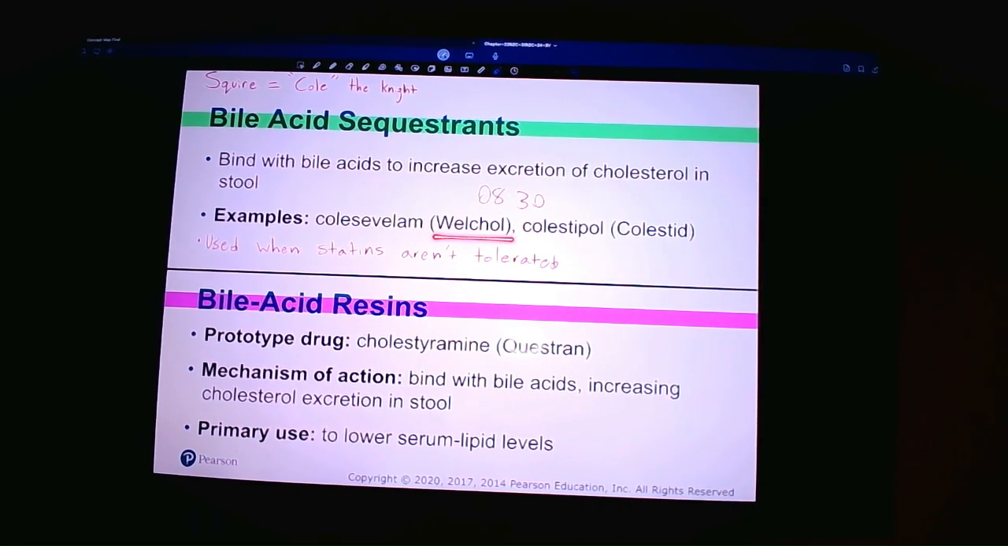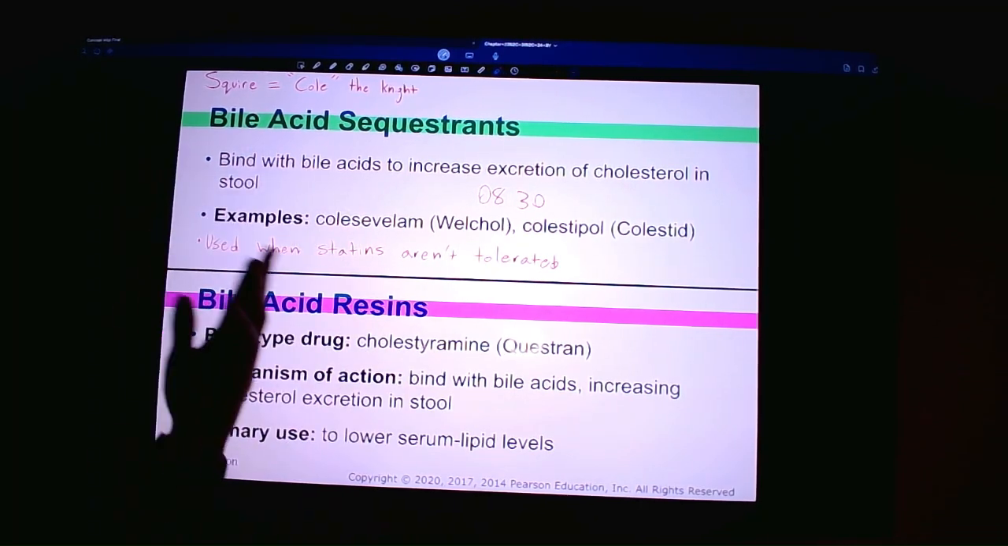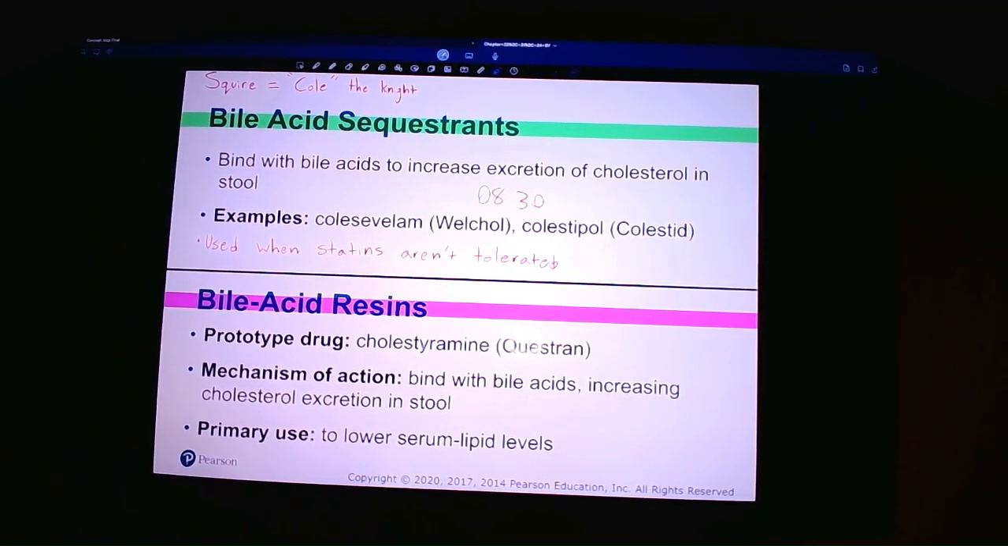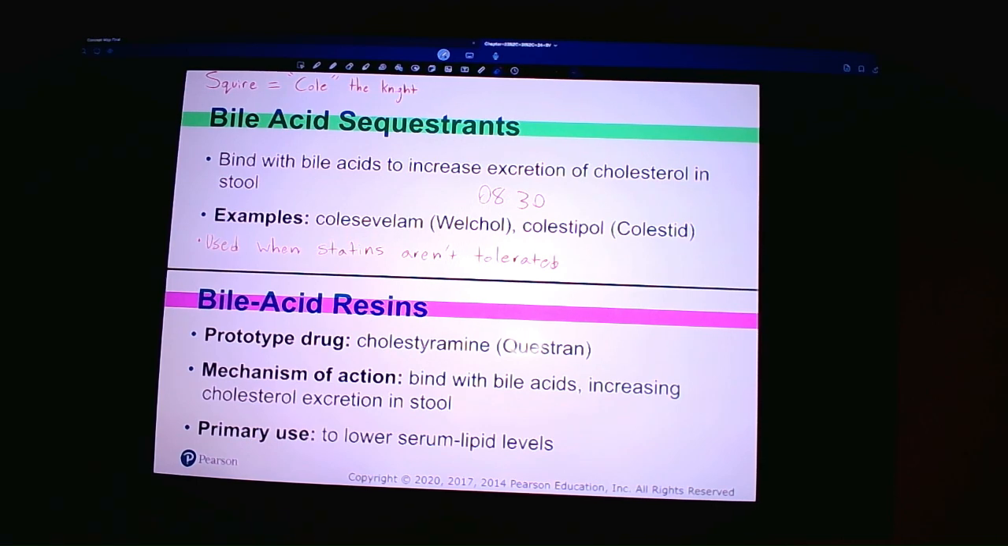Look at this: Welchol, Colestid, Questran, right? So Questran is a little unique, but we have a little funny saying for it. If you see any of these meds that have "cole" somewhere in the name, COLE or CHOLE, I want you guys to just associate that with bile acid something, whether it's sequestrant or resin, it doesn't really matter because they're both going to be doing the same thing. What they do is that they kind of hold lipids hostage, right? They sequester them. They're holding them hostage, right?